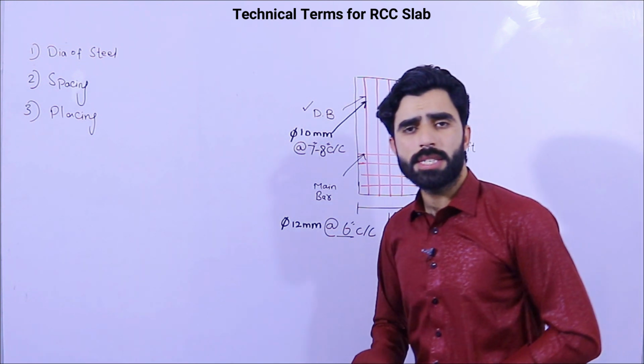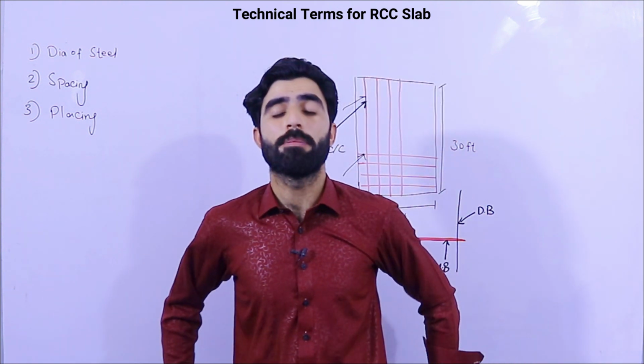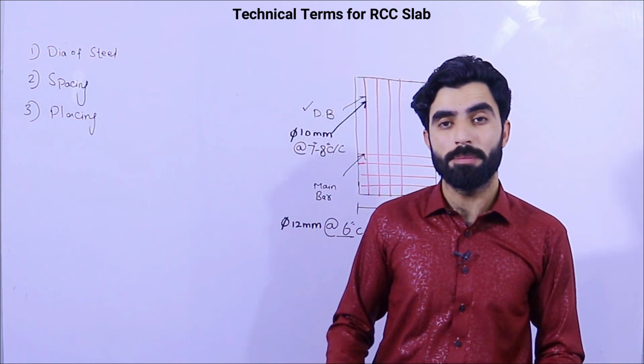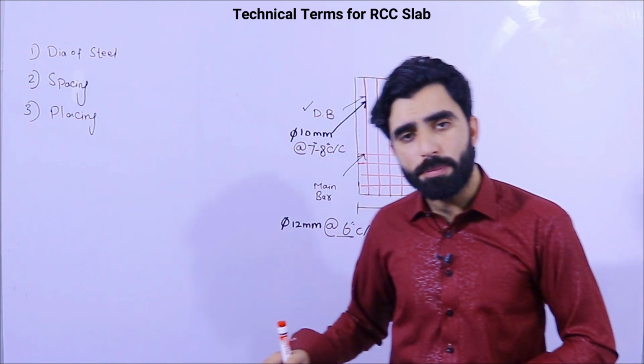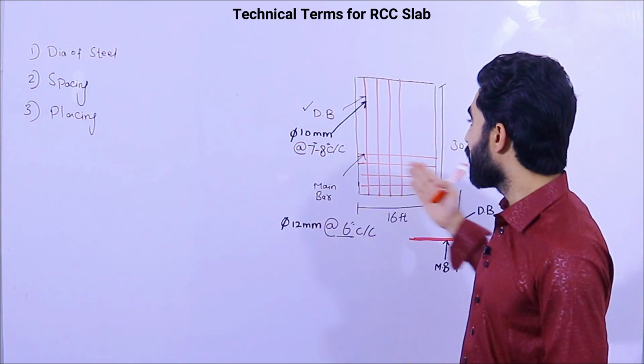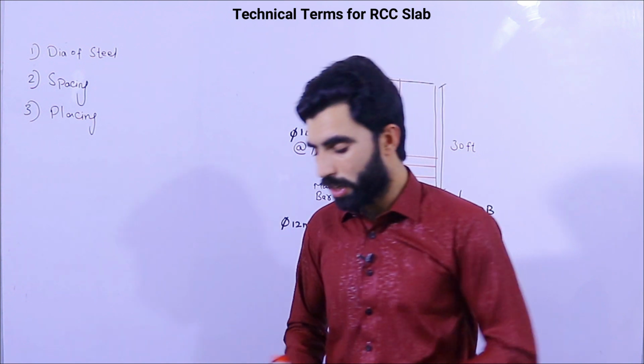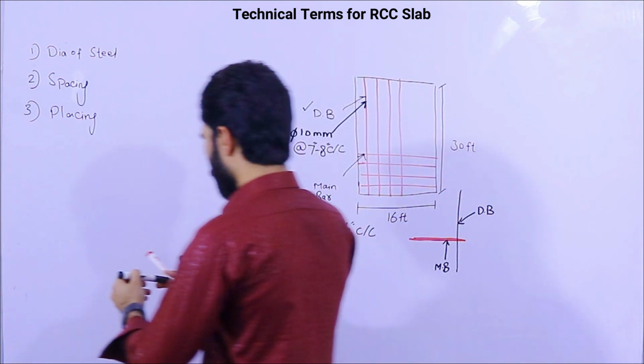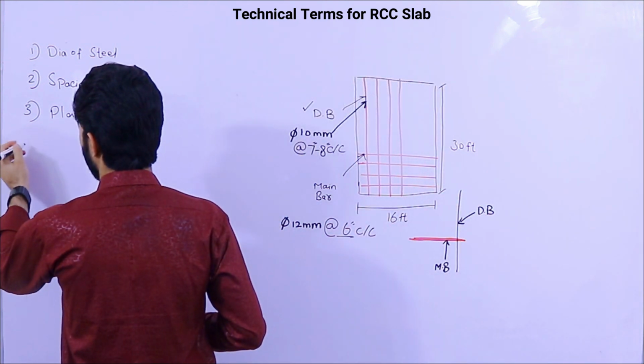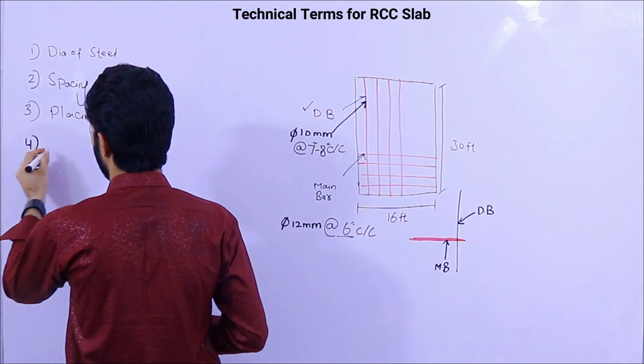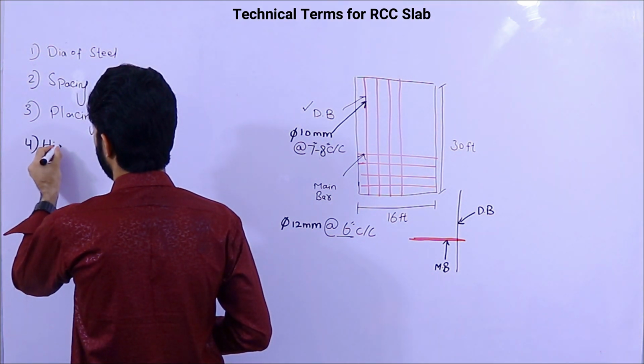Now guys, in RCC slab, as you know, we use a hidden beam or concealed beam. What is a hidden beam or concealed beam? Why are we providing a concealed beam or hidden beam inside an RCC slab? Remember, in the fourth step we are providing the hidden beam or concealed beam.